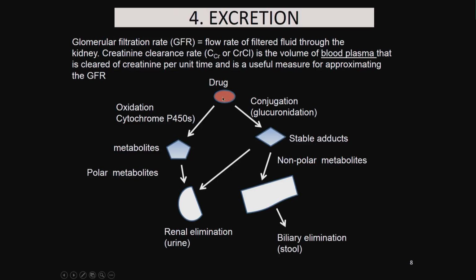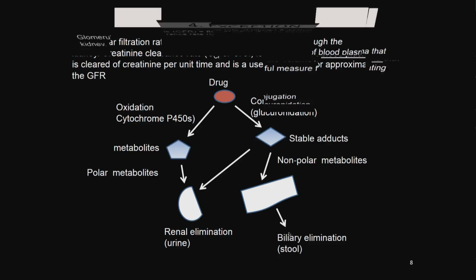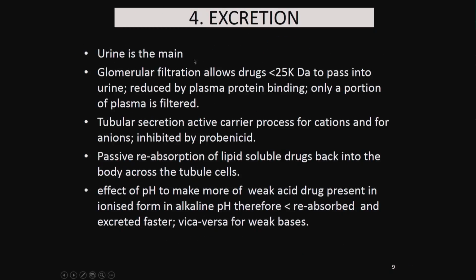So you have the drugs, and we have oxidation or conjugation. You may find metabolites and stable adducts. If it is polar, it immediately goes through the renal route into urine. If it is non-polar, these are stable adducts, and it may go into biliary elimination, the stools. So this is how the drugs get excreted from the body. With oxidation, conjugation, and stable products, the metabolites are all polar, so they get removed in urine. Non-polar ones are likely to get removed in stools. Generally, urine is the main route.